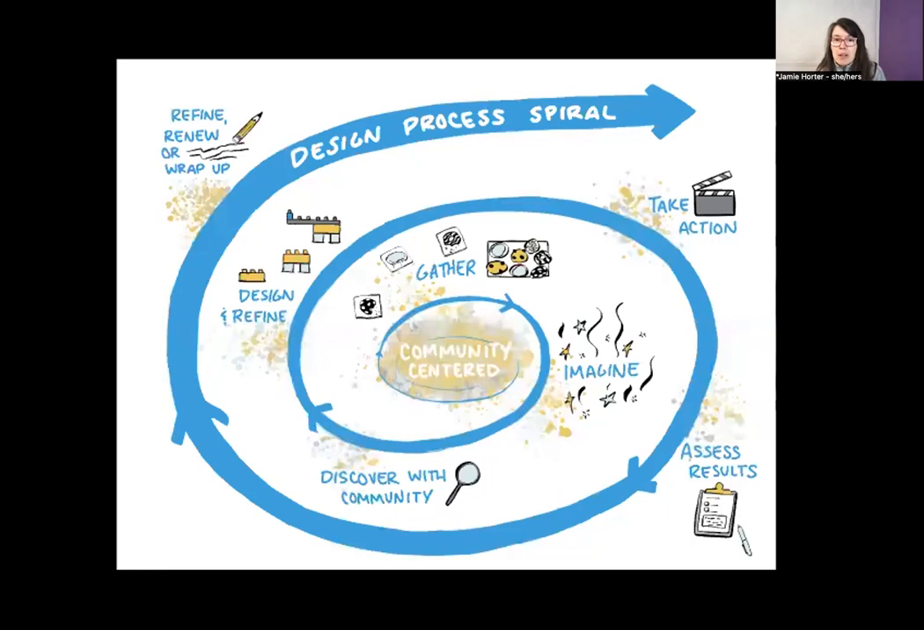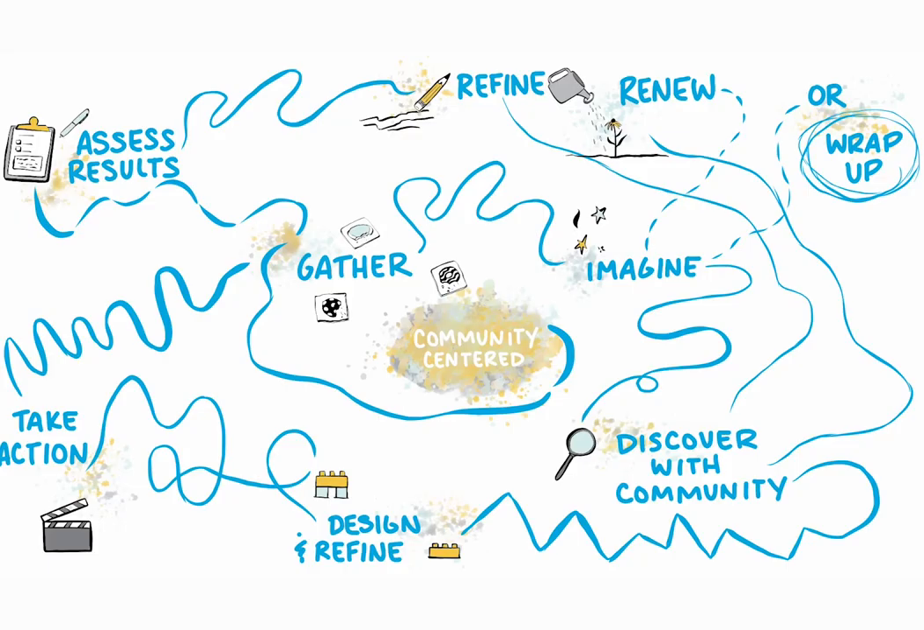So it may include parts like gathering, spending time collectively imagining, discovering with community, always designing and then refining that design, taking action out in community or with partners, assessing your results, and then continually refining, renewing, or wrapping up. So as you think about your work with the Our Town project, just think of it as a work in progress when it comes to your timeline and your process in general. And then next slide, please.